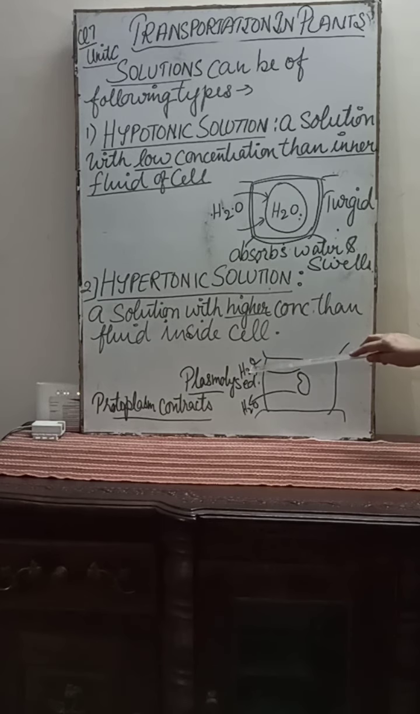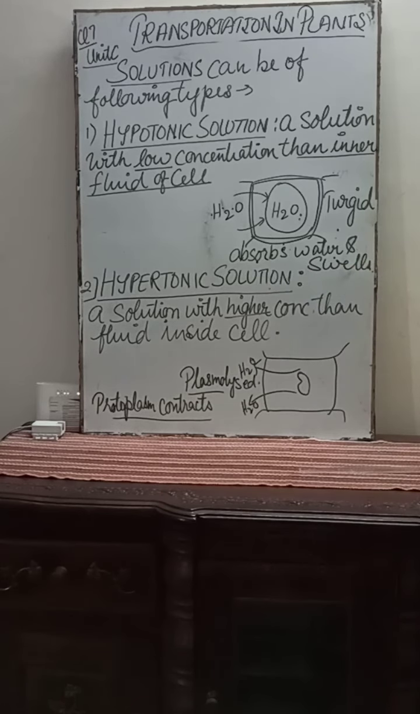It releases water in a hypertonic solution. Hypertonic solution means the concentration outside is higher and within the cell it's lower. So what happens in that case? The cell will lose water and it will plasmolyse. That is, the protoplasm of the cell contracts, it shrinks in size. Okay, so this is a hypertonic solution.